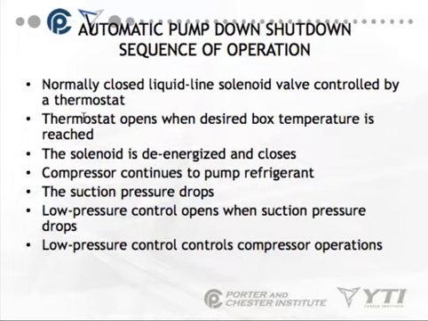Automatic pump down system of operations, we talked about this once before. A normally closed liquid line solenoid valve is controlled by a thermostat. The thermostat opens when the desired box temperature is reached. The solenoid is de-energized and closes. The compressor continues to pump refrigerant until the suction pressure drops and then opens the low pressure control. The low pressure control controls the compressor operation.